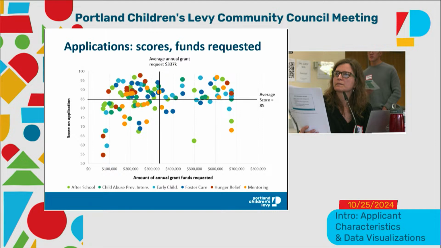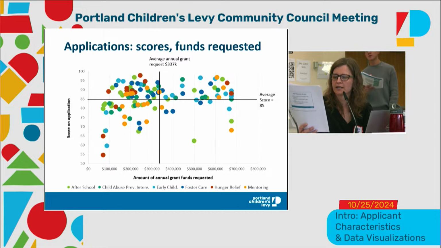The bottom axis across the bottom there shows the total annual dollars that the application requested. So the minimum amount that an applicant could request was $100,000, and the maximum was $675,000. The different colors represent different program areas. The 2 dark lines on the graph help with 2 important thresholds. The dark vertical line marks the average annual grant request. That was $337,000. It splits the graph in half, showing the number of applications that wanted more than $337,000 or less than that amount.